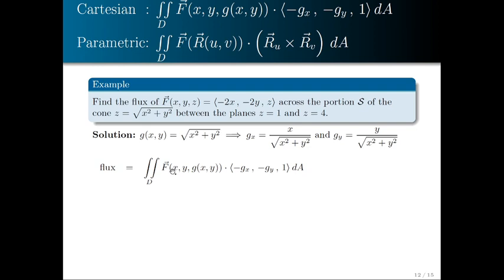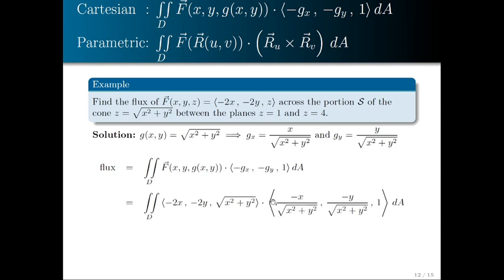So what is F of x, y, g of xy? Well, using this, you have negative 2x, negative 2y, then z is just replaced by g of xy. So we have this vector for F. Then substituting g sub x and g sub y here, we get this vector here. Then getting the dot product, we have this, which we could easily simplify: 2x squared plus 2y squared over the square root. You could easily cancel out the square root of x squared plus y squared, then add to it this other square root. So this integrand can be simplified as 3 times the square root of x squared plus y squared.